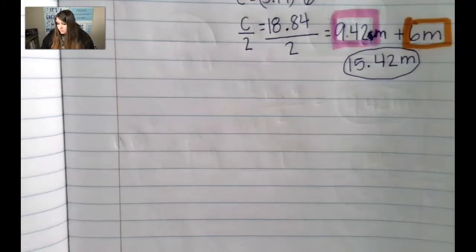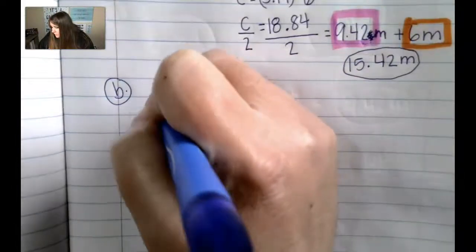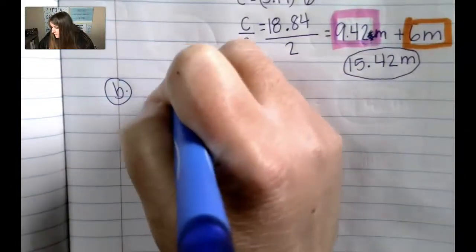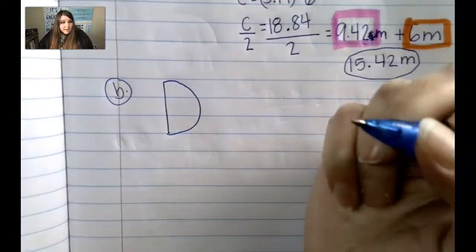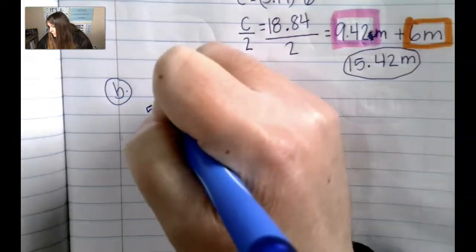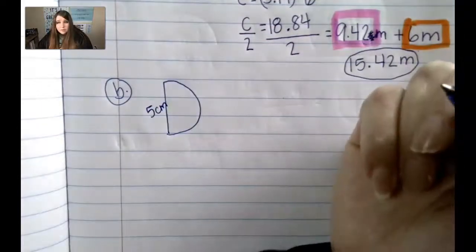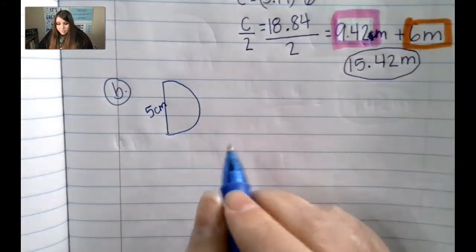All right, let's say that I have example B. And in example B, I have another semicircle. And my circle looks like this. And it is 5 centimeters across the middle. I want to know what is the perimeter of the whole thing.